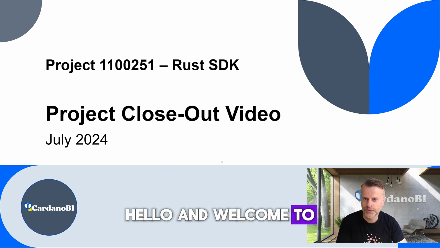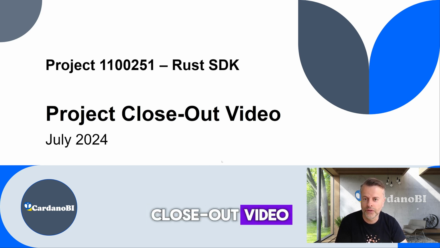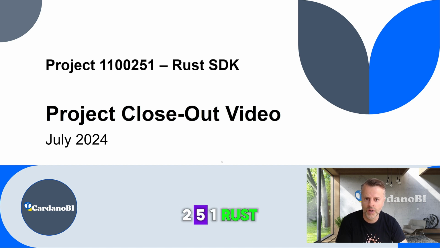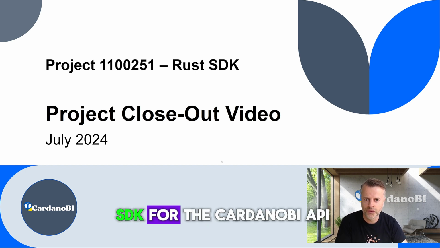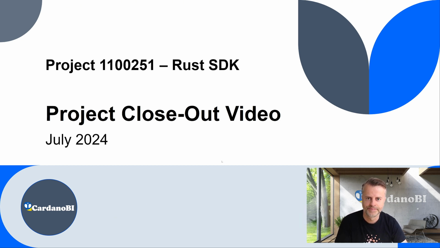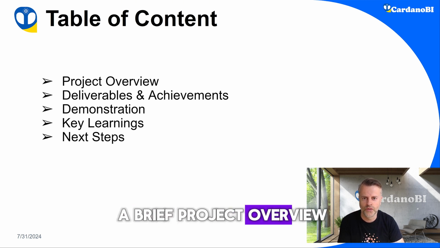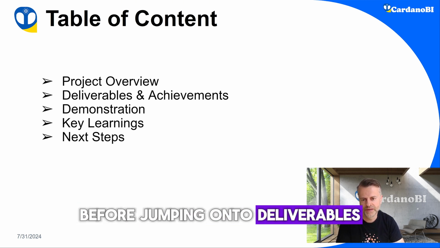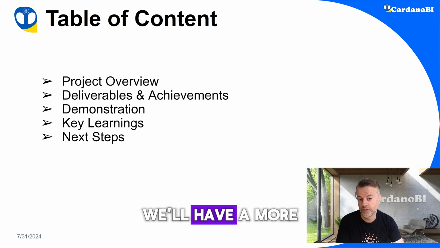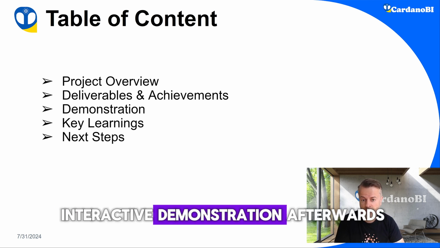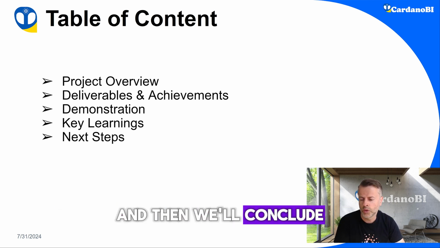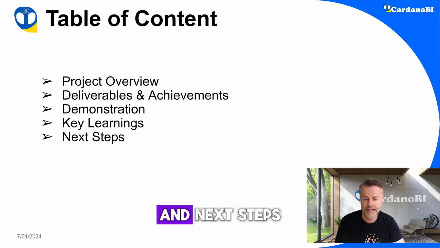Hello and welcome to the project closeout video for project 1100251, Rust SDK for the CardanoBI API. So we'll start with a brief project overview before jumping on to deliverables and achievements. We'll have a more interactive demonstration afterwards, and then we'll conclude with the key learnings and next steps.